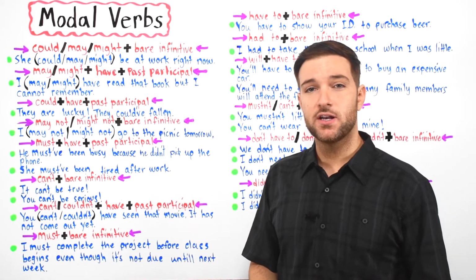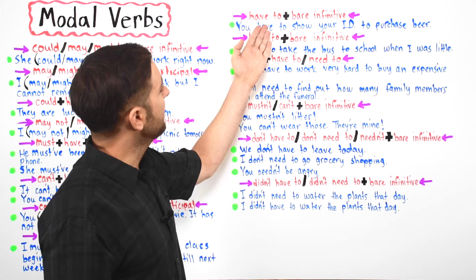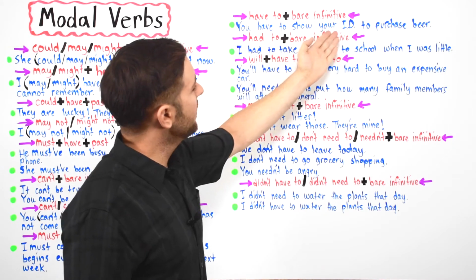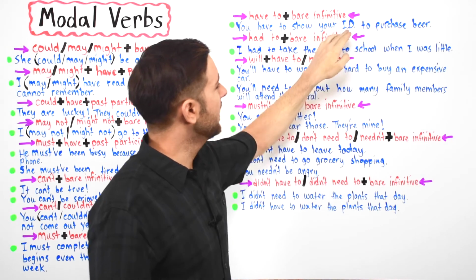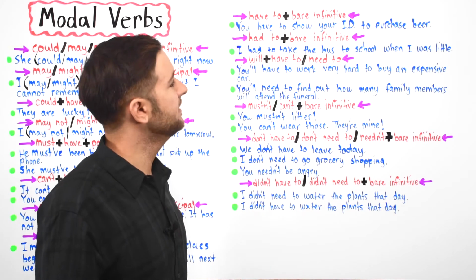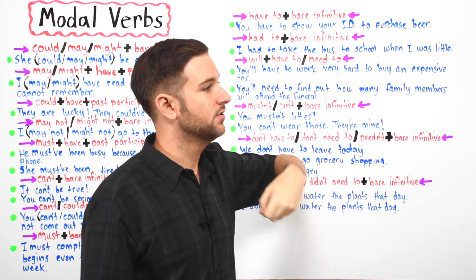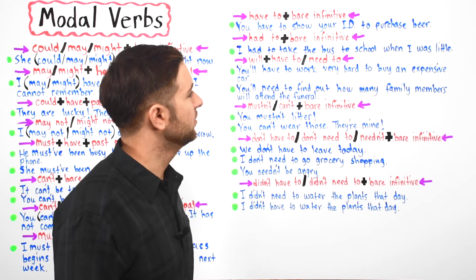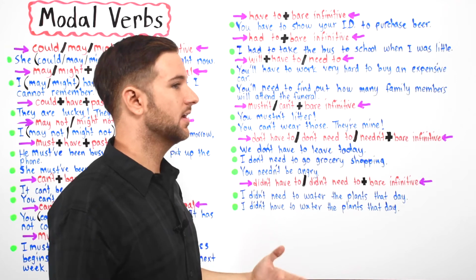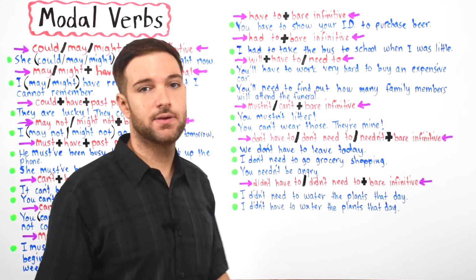Alrighty, whenever we want to express an external obligation in the present, that's when we have to use have to plus the bare infinitive. Okay, so you have to show your ID to purchase beer. Okay, your ID card, your driver's license, your passport, something like that. You have to show your ID. To purchase means to buy. Okay, you give your money to whoever's working at the grocery store or the gas station or wherever you're buying beer from. To purchase is to buy. All right, so have to plus the bare infinitive.